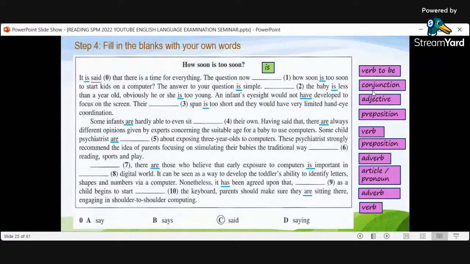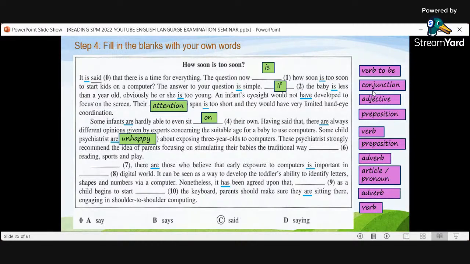So let's just try. This is my own answer. It is not from the choices. I'm just putting a question now: how soon is too soon? The answer to your question is simple. If the baby is less, obviously he is too young. All right, their attention span, because I use language when I see the word span, it's always about attention span. Okay, it's too short and they will have limited hand-eye coordination to even sit on their own. Okay, there's a phrasal verb, sit on.